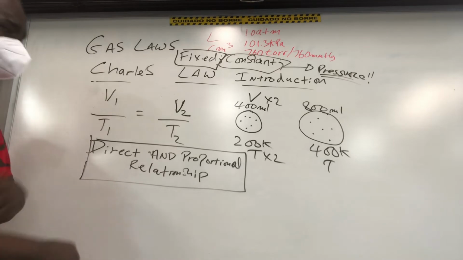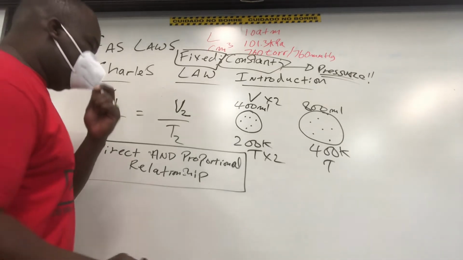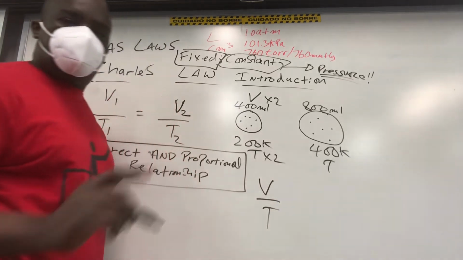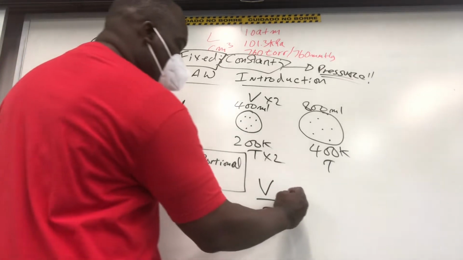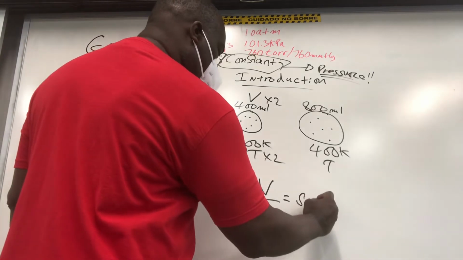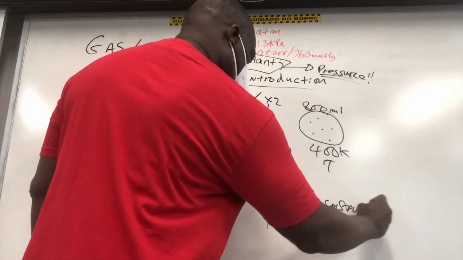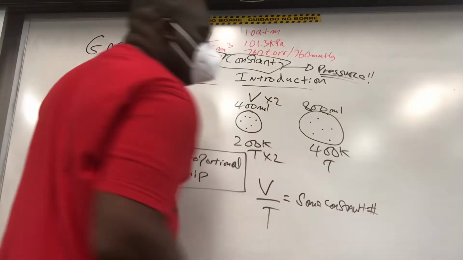Okay, now another thing you should know, V over T for Charles' law, right? Very important. Will give you some constant number. So what do I mean?